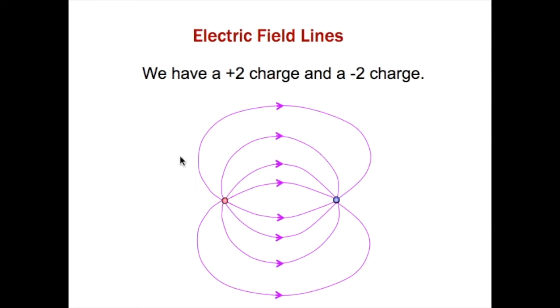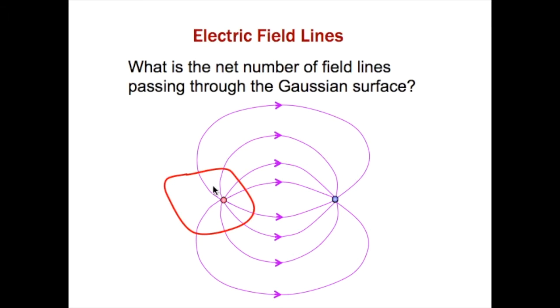And so if we have a +2 and a -2 charge here, how many lines are there around this Gaussian surface, or coming out of this? We count there are 8 lines coming out. You can count them: 1, 2, 3, 4, 5, 6, 7, 8, 9. 8, right? Not 9. 8. So this would be +8.